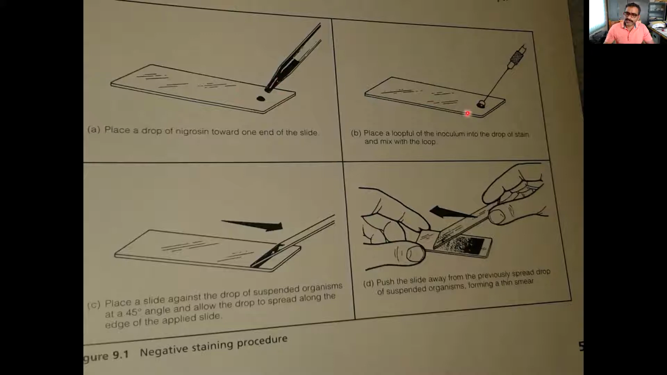Next, you take a loopful of bacterial culture. If it is a 24-hour liquid broth culture, it is good. Otherwise, you can also take bacterial culture from a petri plate. Mix it with the dye. Then take another slide and hold it in front of the stain mixed with the bacterial culture. Allow it to spread across the slide. Then move the slide, and the color also will move along with it. Then you can put a cover slip and observe under the microscope. This is a simple method of staining, negative staining.